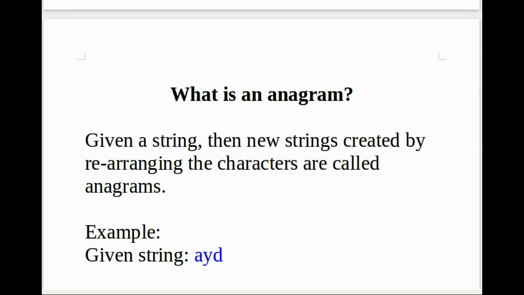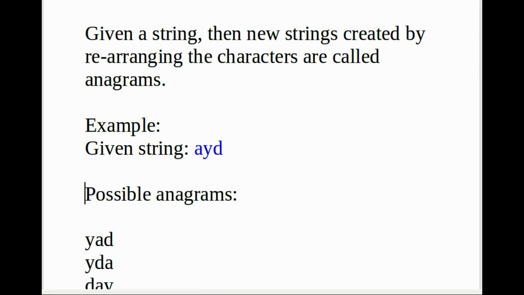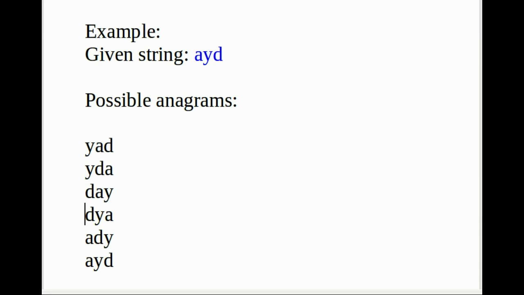What is an anagram? Given a string, then new strings created by rearranging the characters are called anagrams. Example, given a string AYD, what are the possible anagrams? YAD, YDA, DAY, DYA, ADY, AYD. So these are the possible anagrams.